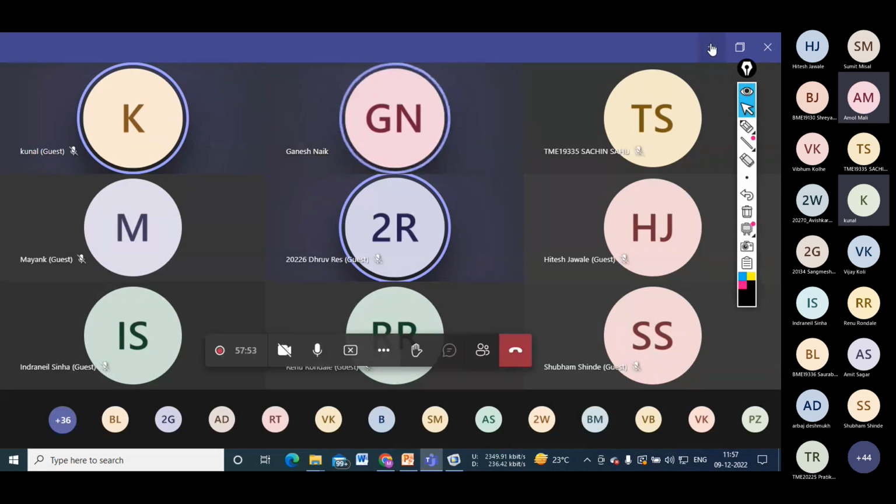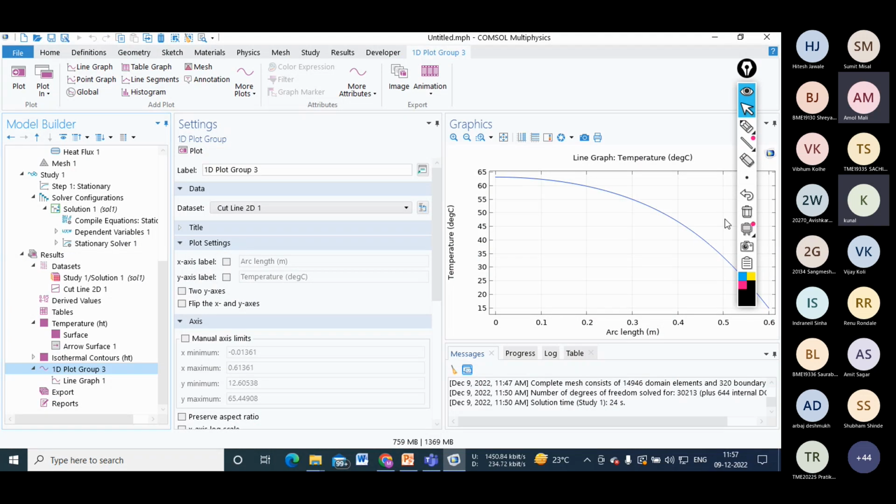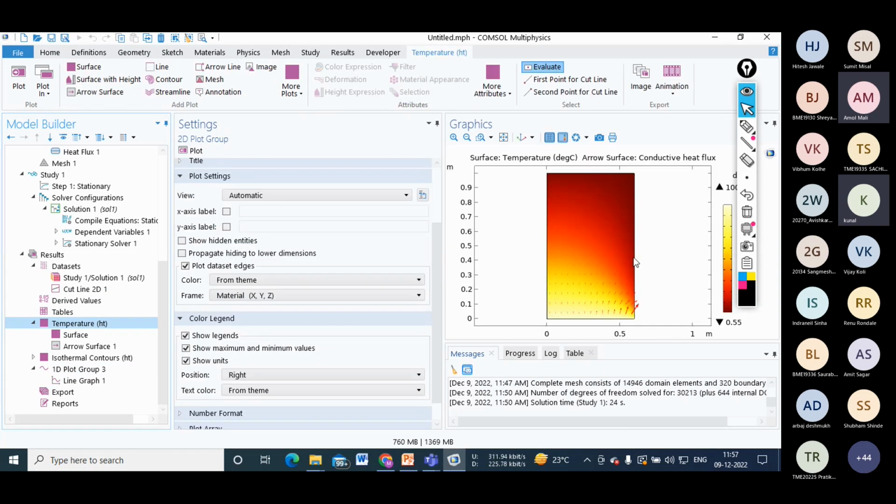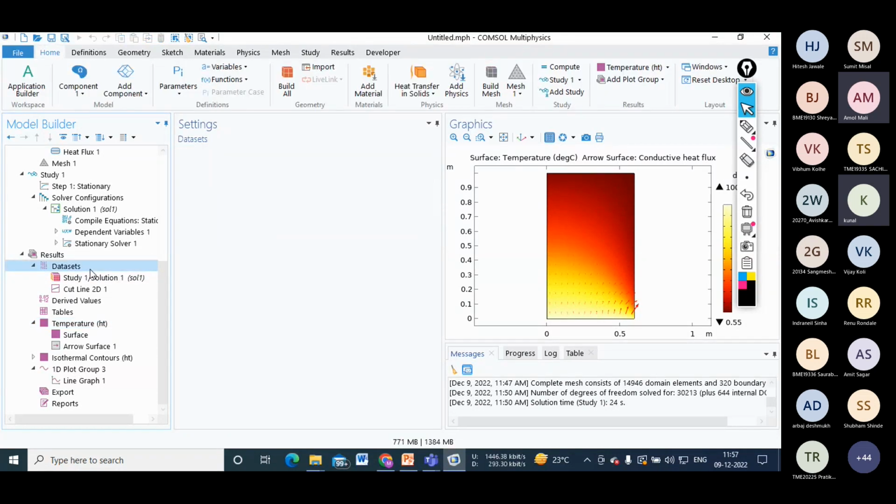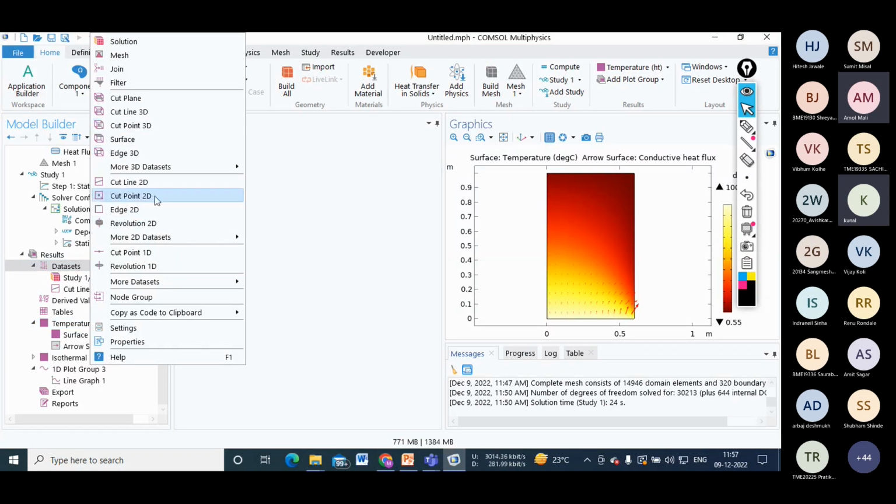Okay. So next to that, here you can see this problem we have solved, as well as if you want to find out the temperature at any point, that also you can find out. For example, if you want to find out the temperature at this portion, you can do that also. For that, what do you have to do? Again you need to go into data set and you have to generate the point.